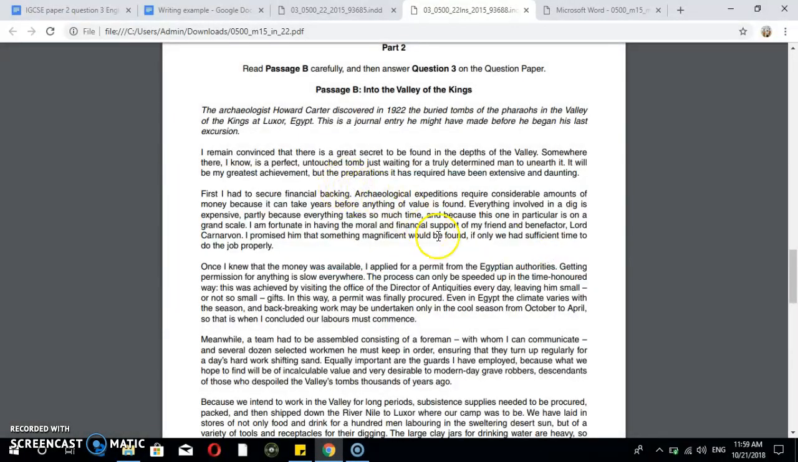So next up, the next point you can see right here is he had to apply for a permit from Egyptian authorities. And you can see right down here, after a few lines, it says that to do this quickly, he had to leave him small or not so small gifts. So bribing him. So we have found 3 points in a way: the first point, the second point, and the third point.